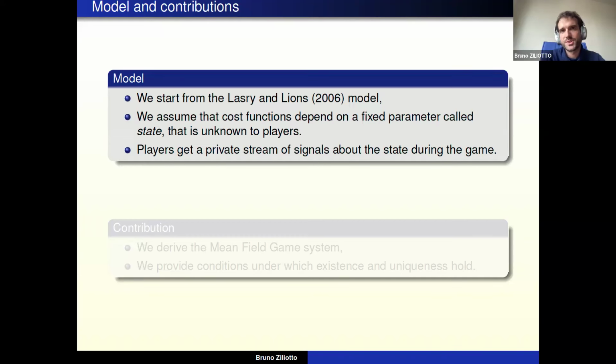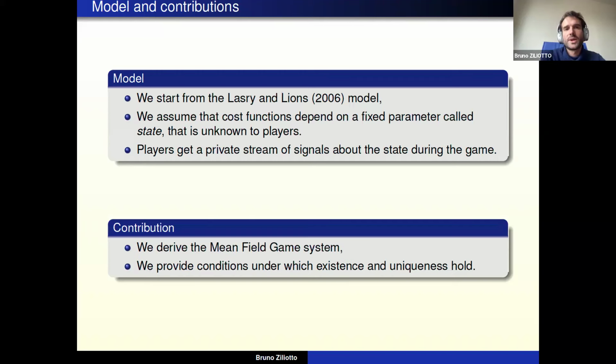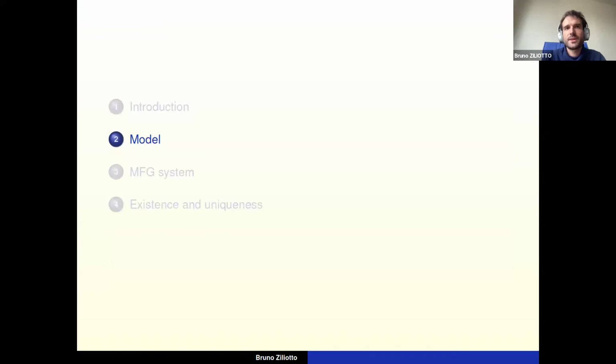And they observe their position and the private signals. What we will do about it is to derive some new mean field game system and prove existence and uniqueness under some condition of the mean field game system. So this was the general description of what we are going to do. Now let me go to the model.